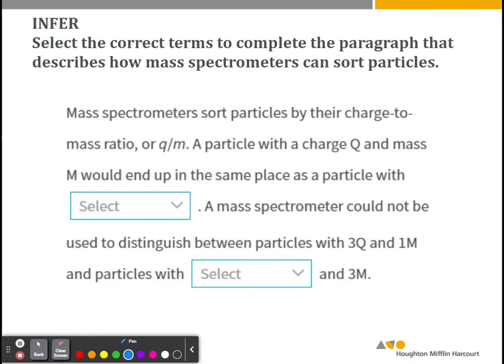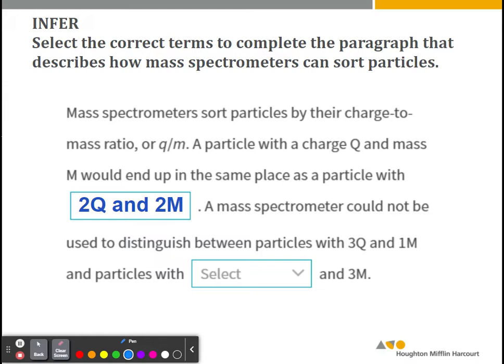One last little fill in the blank. Mass spectrometers sort particles by their charge to mass ratio, or Q over M. Q is charge, M is mass. Q over M is charge to mass ratio. A particle with a charge Q and a mass M would end up in the same place as a particle with 2Q and 2M because the ratio is the same, right? Q over M equals 2Q over 2M. So the mass spectrometer is just determining the ratio.